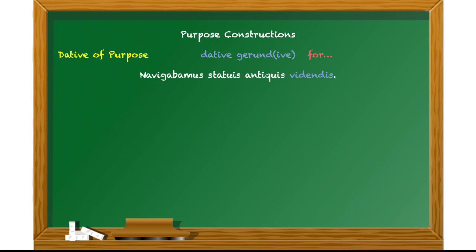Then we also have the dative of purpose, and this is simply a dative case gerund or gerundive, nothing else. Translation, just the word "for." We'll keep our same basic sentence here. Navegabamus statuis antiquis videndis. Again, there's our gerundive with the nd. The is makes it the adjective form, modifying statuis. And there is our English: we were sailing for seeing ancient statues. Again, showing the basic purpose of the trip.